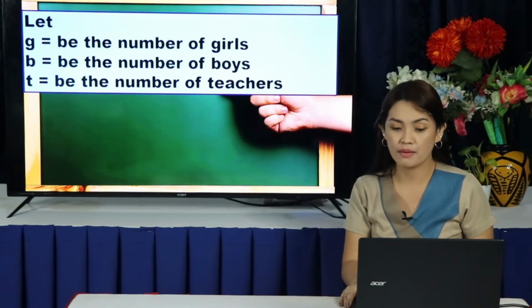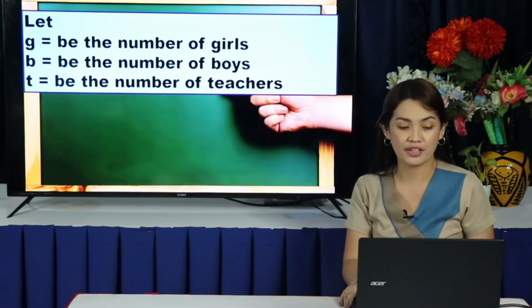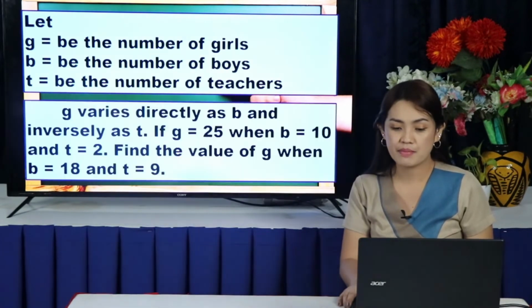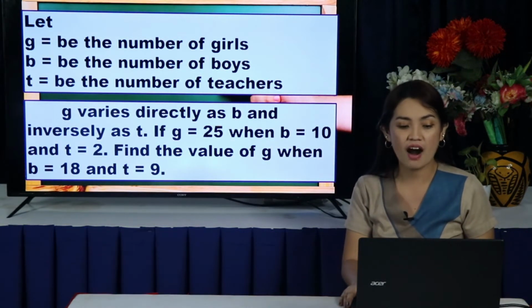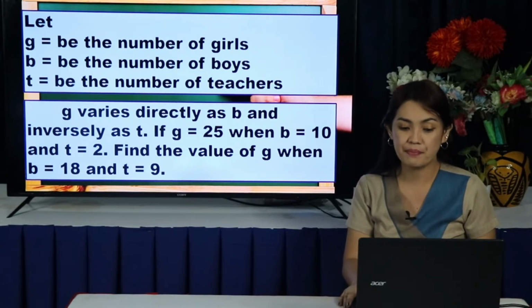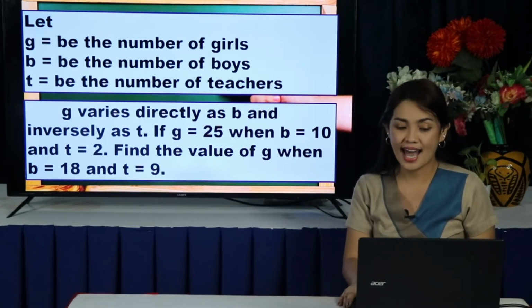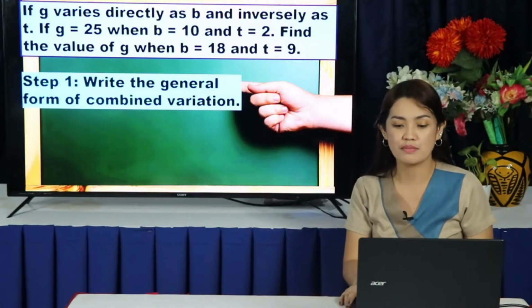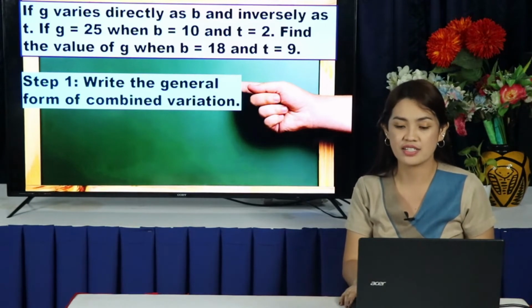To solve this problem, let G be the number of girls, B be the number of boys, and T be the number of teachers. The problem can be stated too. G varies directly as B and inversely as T. If G equals 25 when B equals 10 and T equals 2, find the value of G when B equals 18 and T equals 9. Let us apply the same steps in solving problems involving combined variations.